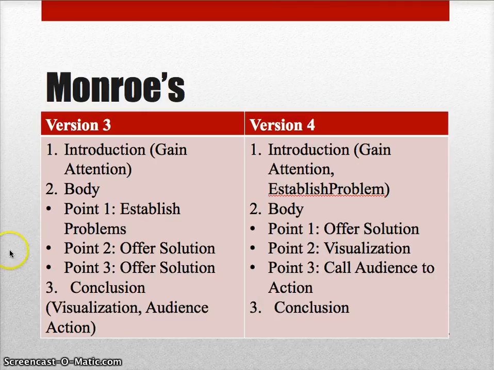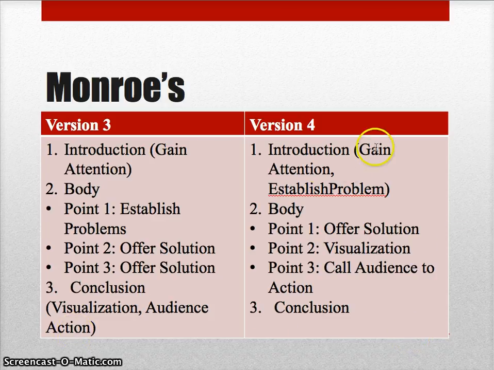A couple more versions here. And again, this is just to get you thinking about how you could use this as your organization pattern. In version 3, maybe you would gain attention in your introduction. In your body points, you maybe would establish your problems in your first point, offer solutions in your second and third point, and then in your conclusion, maybe your visualization step is pretty short. So maybe that's a part of your conclusion, and your audience action is a part of your conclusion as well.